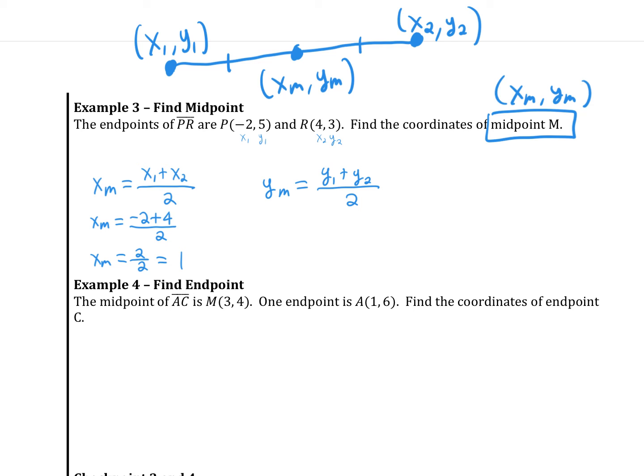How about the y coordinates? Well, we have y sub m equals, y sub 1 is what? The y coordinate of the first endpoint is 5, plus the y coordinate of the second one, y2, is 3, and we divide by 2. So y sub m equals, what's 5 plus 3? 8. What's 8 divided by 2? It is 4.